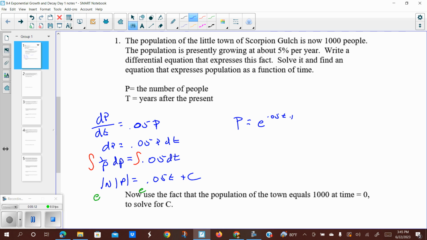t plus c can be simplified as we've done in the past sections. Remember that that can be split up to e to the 0.05t times e to the c, but e to the c is another constant. So ultimately what we get is the population equals that constant e to the c times e to the 0.05t. That's a population equation in terms of t. And then obviously if we knew what c was, we would have the specific population equation, and that's going to happen in the next part.